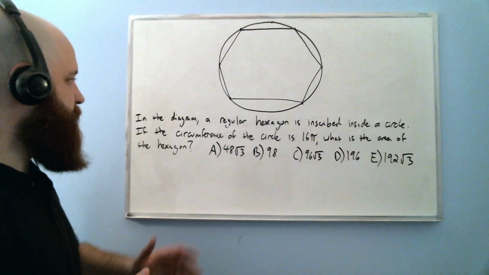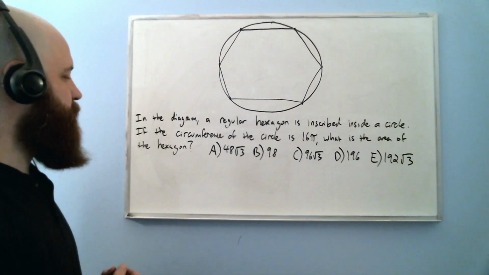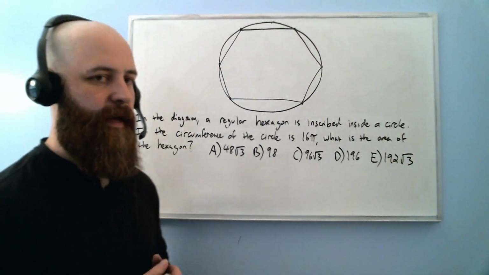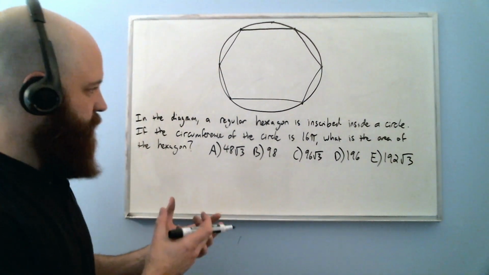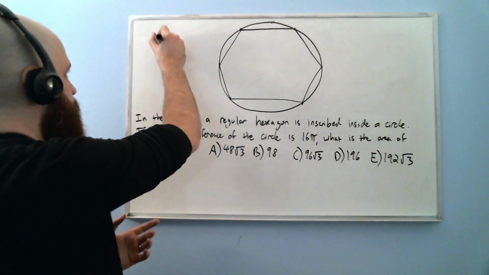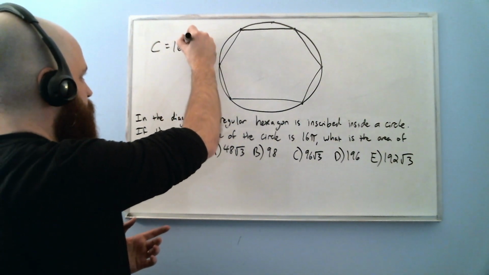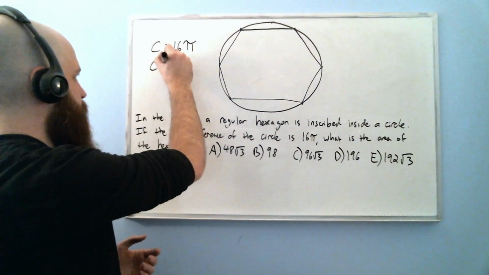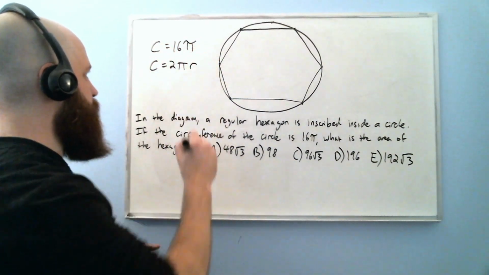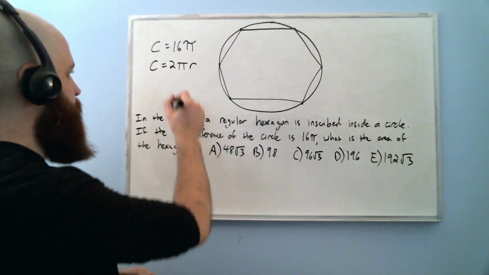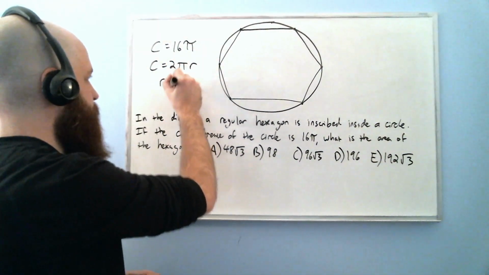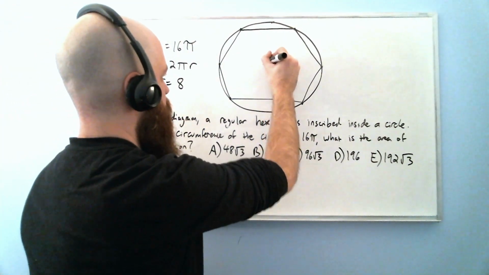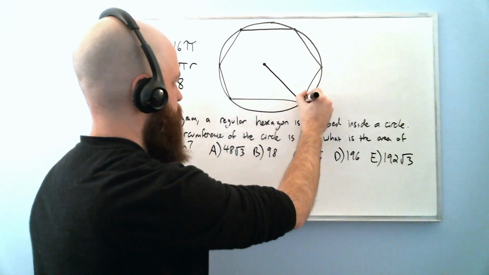In the diagram, a regular hexagon is inscribed inside a circle. If the circumference of the circle is 16 pi, what is the area of the hexagon? Maybe I'll start with the information I'm given. The circumference of this circle is 16 pi, and I'll see what else I can figure out. Circumference is 2 pi r. So if 2 pi r is equal to 16 pi, that tells me r has to be equal to 8. So the radius of this circle is 8, so I'll draw a radius on there. That has to be 8.